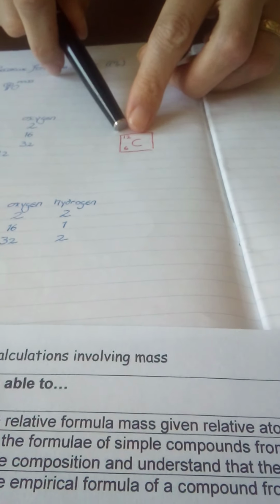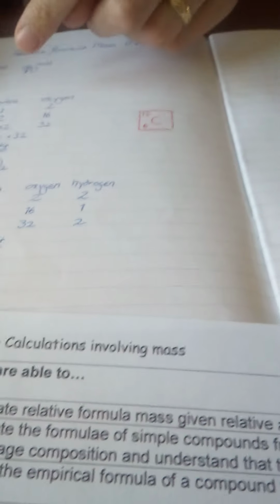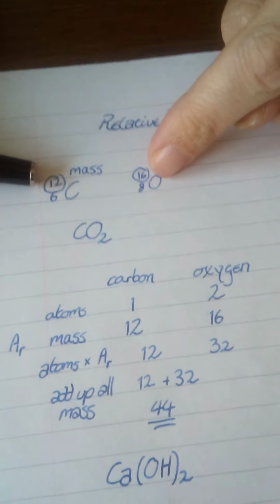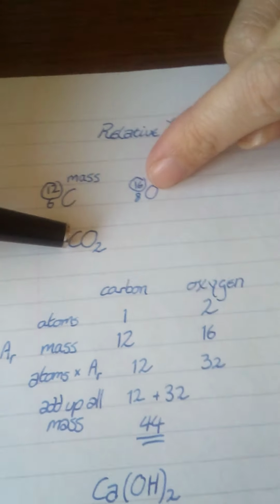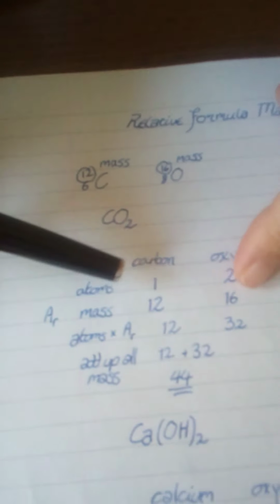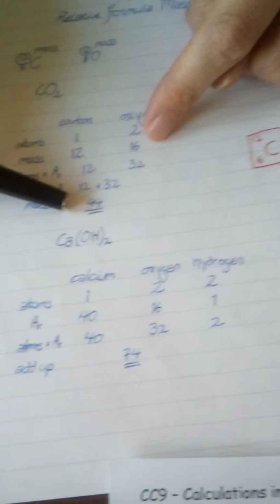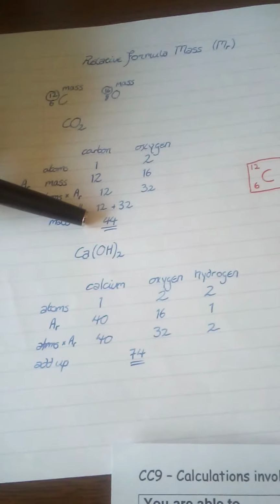So if we were looking at CO2, we've got our mass number for carbon and oxygen. We have got 1 carbon and 2 oxygens, and then we just add all of that together. So 12 plus 2 lots of 16, which gives me 44.